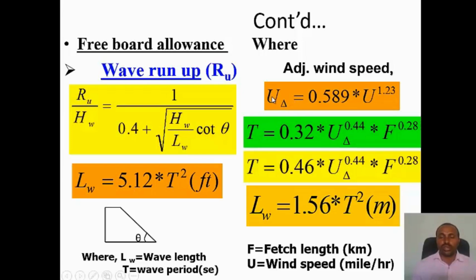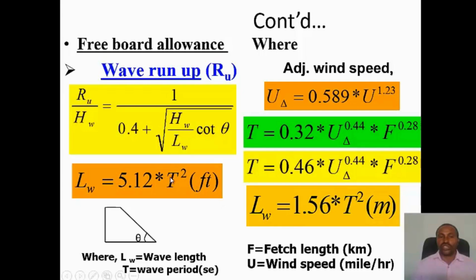Once you calculate the adjusted wind speed, you will take the wave period using this equation, which is the metric system, or using this equation in the English system. So English system and metric system. Once you calculate the wave period in either equation, you will take the wavelength. You calculate the wavelength, which is just 5.12 T squared.